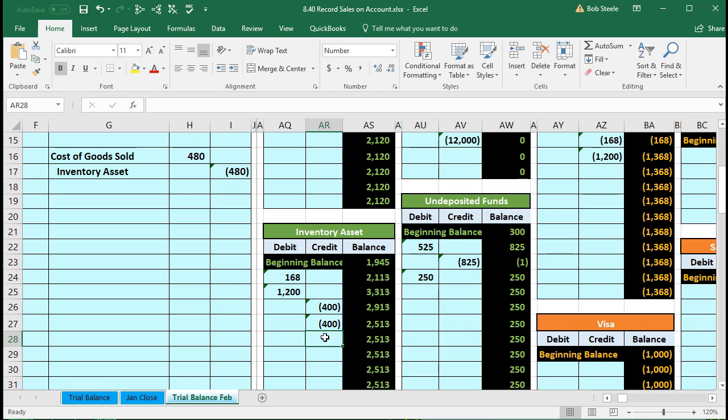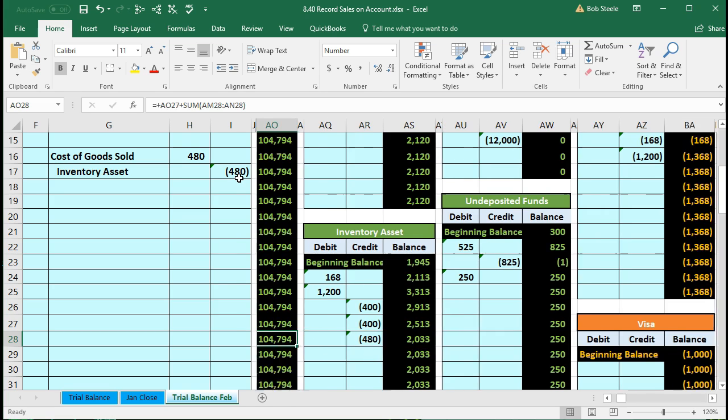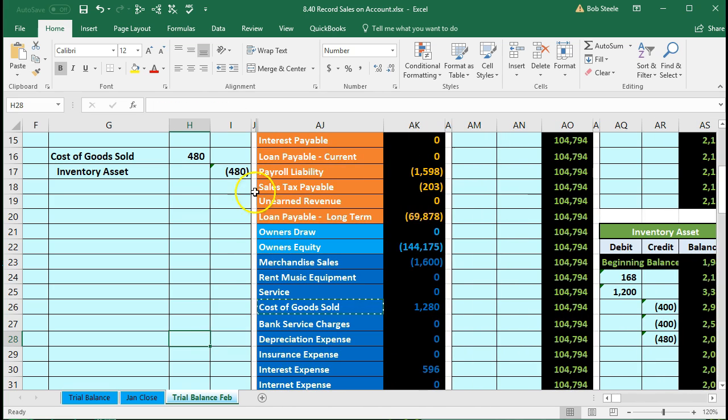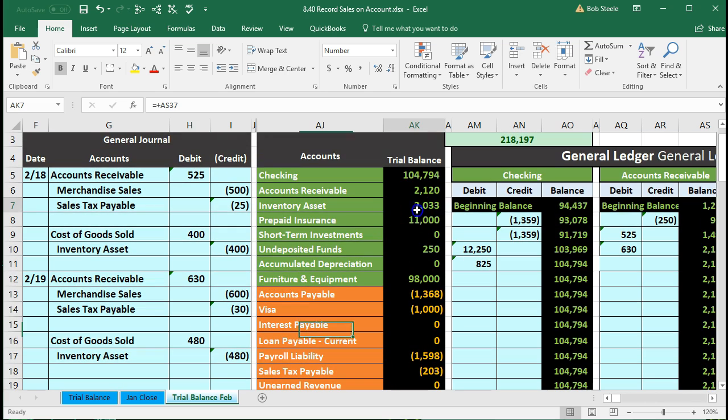We are in AR28. We will say that that equals, point to the 480 and enter, and there we have it at 2033. Scrolling back over and scrolling up, we see the 2033. That then matches what we just saw in the subsidiary ledger. Actually, it's off by $1, but that's okay.